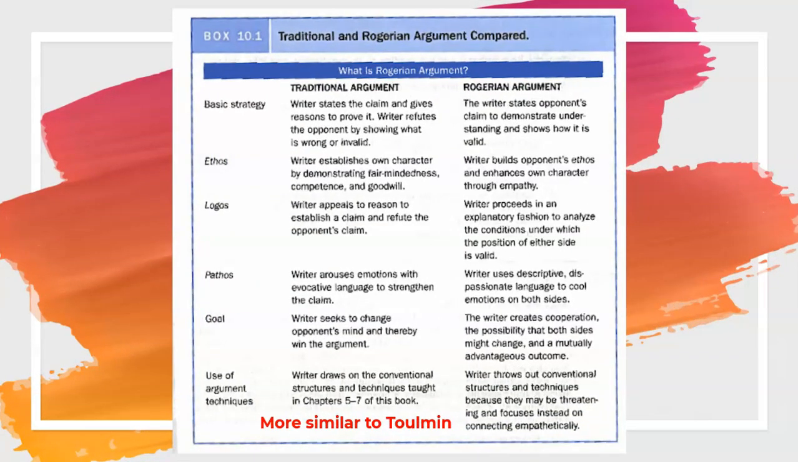This table outlines the different approach between Rogerian and Toulmin. In this chart, you have the traditional example on the left, followed by the Rogerian on the right. This is from page 225 of your Essentials of Argument, and it breaks down how these two parallel each other and how they differ.